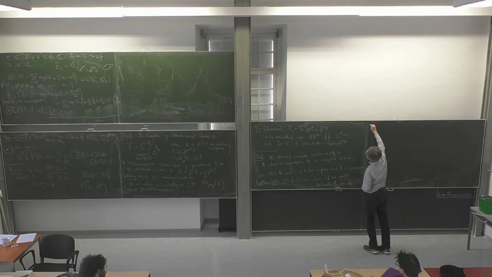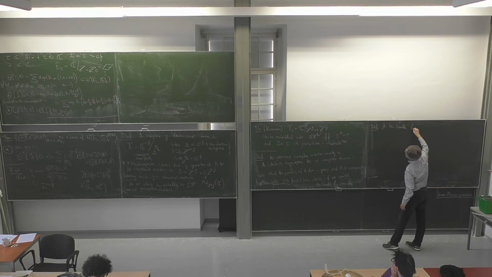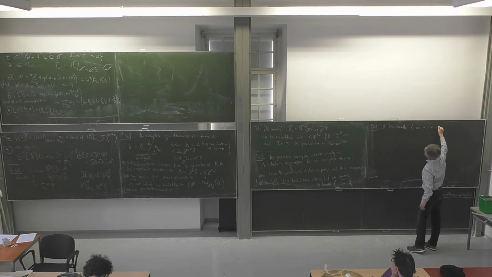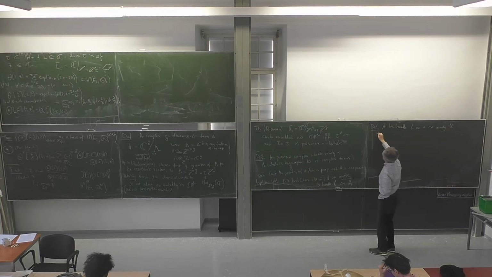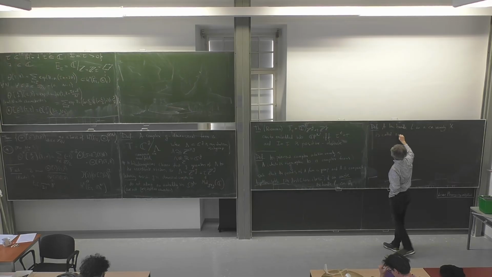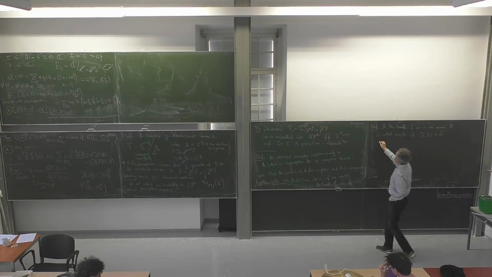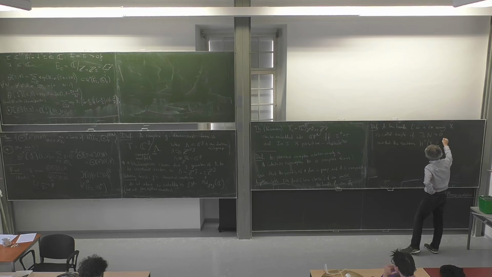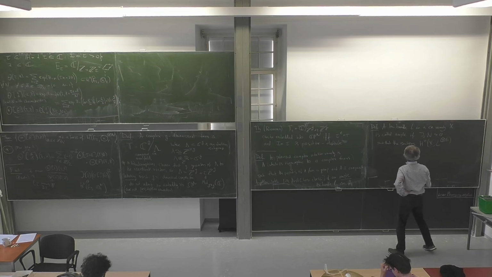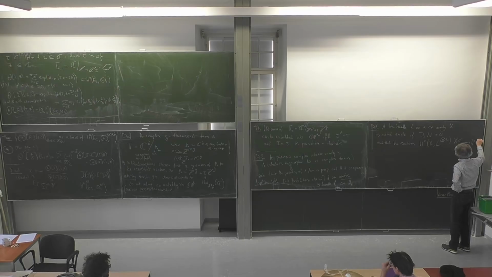Okay? So definition: a line bundle L on a complex algebraic variety X is called ample if there exists an N sufficiently large such that the sections of L to the power N define a map that takes X and embeds it into a projective space of some dimension.